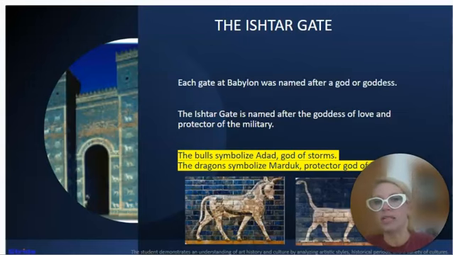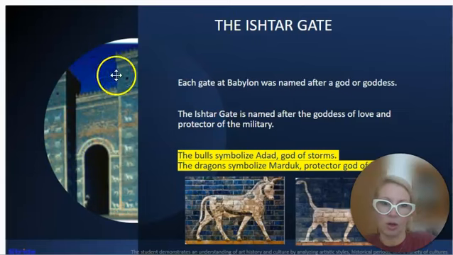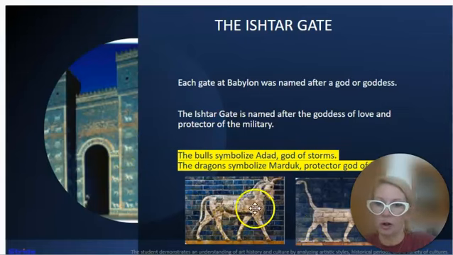One of the most famous Mesopotamian artworks is called the Ishtar Gate. This was in Babylon, and each gate at Babylon was named after a god or a goddess. So the Ishtar Gate is named after the goddess of love and the protector of the military. So if you look over here at this artwork, at this gate, on the fronts, and you can see it very small, are these pictures, these tile works right here, okay?